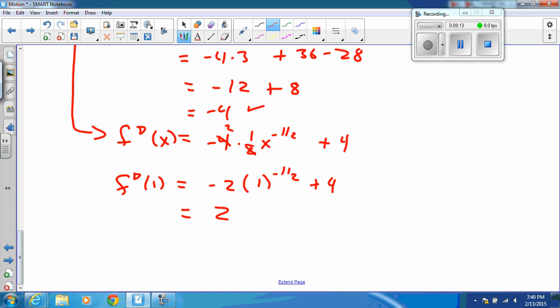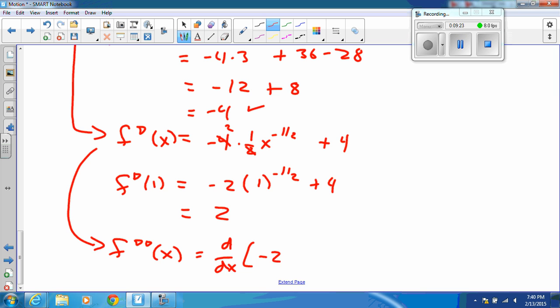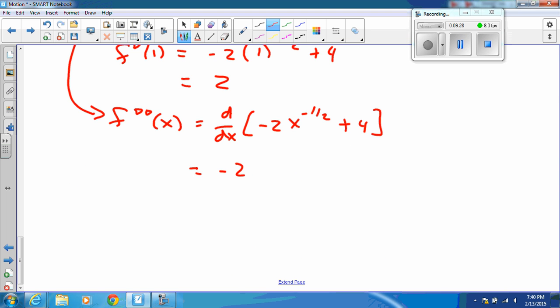And then finally, we'll make sure it has the right f double prime. We go all the way back down here, and take our second derivative. f double prime of x is equal to the derivative of negative 2x to the minus 1/2 plus 4, which is going to be negative 2 times negative 1/2 x to the minus 3/2 plus nothing. And these cancel, giving me x to the minus 3/2. And we have a match.